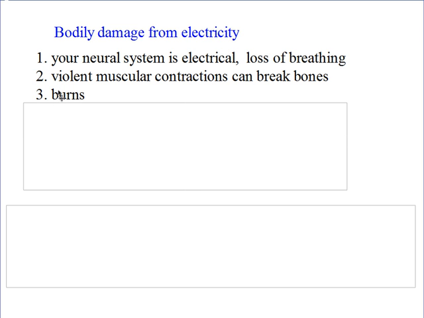Another thing is that because of the current flowing through the resistivity of your body and your body organs, you will get burns.